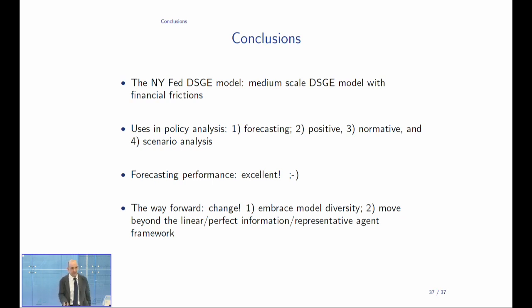Still, there's need to change because we want to embrace model diversity. We want to have more than one model, and we want to move beyond the linear perfect information representative agents framework as we want to talk about more financial frictions and things like inequality, wealth distribution, and how monetary policy interacts with all of this. And that concludes. Thank you for your attention.